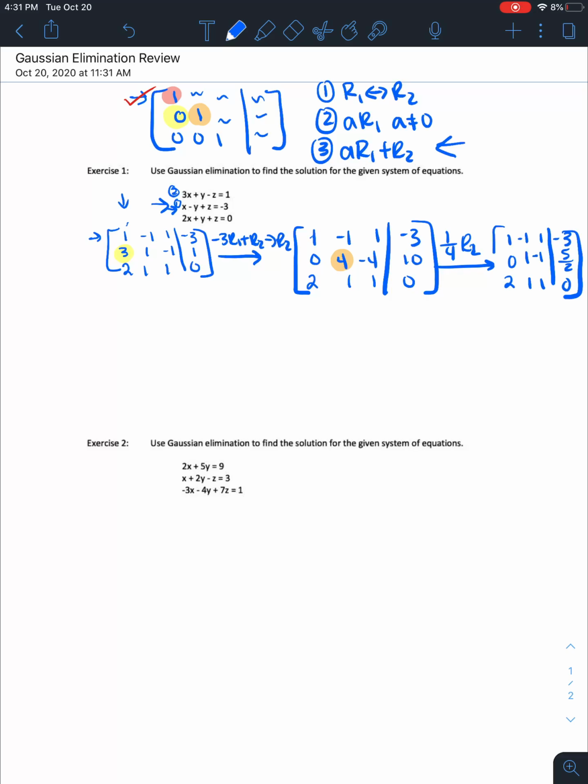Okay, I'm gonna go ahead and erase my little scratch work here. Oops. So I don't run out of room.